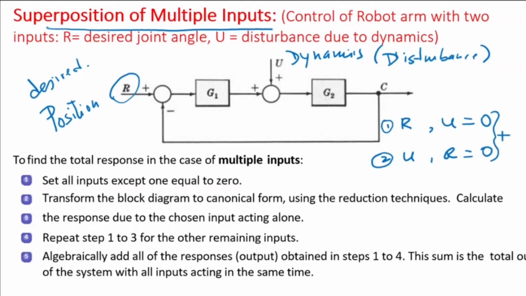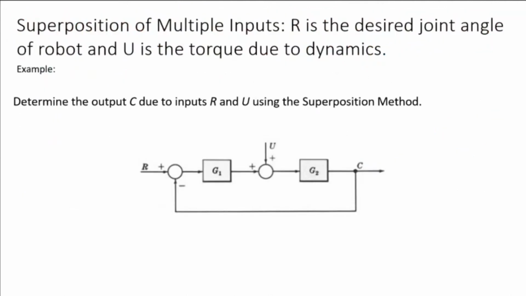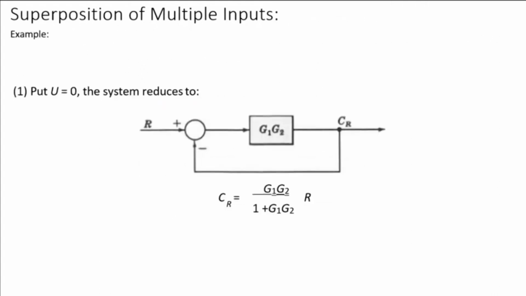Okay, that is what we mean by superposition, and by doing that you can get the transfer function of this two input system also. So determine the output C due to inputs U and R using the superposition method, which basically says that you consider one input at a time and simply add the transfer functions. So first, for this model we put U equal to 0. That means we have only one input R, and we get the transfer function, which is very simple. We get G1 G2 over 1 plus G1 G2.